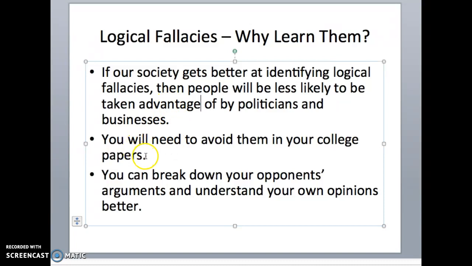You will absolutely need to avoid logical fallacies in your college papers. Your professors are likely pretty well educated and pretty good at identifying arguments that are not reasoned. And lastly, you can break down your opponent's arguments really well, right? You start arguing with somebody, you can kind of break down the problems in their argument. And it'll help you to argue more effectively because you'll understand your own opinions better and identify which ones of them are maybe not reasonable.